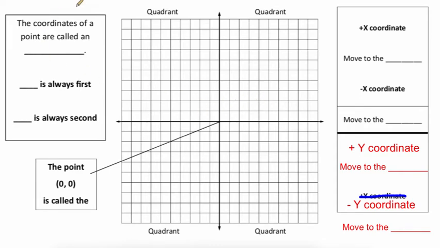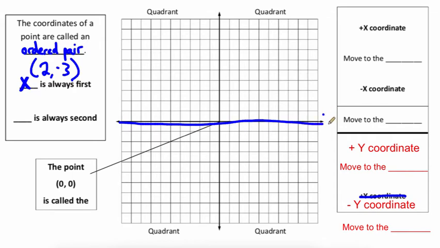To plot points on it, the coordinates of a point are called an ordered pair. They're always going to come in pairs, so maybe 2, -3. It's always two numbers that give you the coordinates for a particular point. It tells you how to get to that point. The first number is always going to represent your x. In this case, this is our x-axis. So the first number is going to tell you where to go along the x-axis.